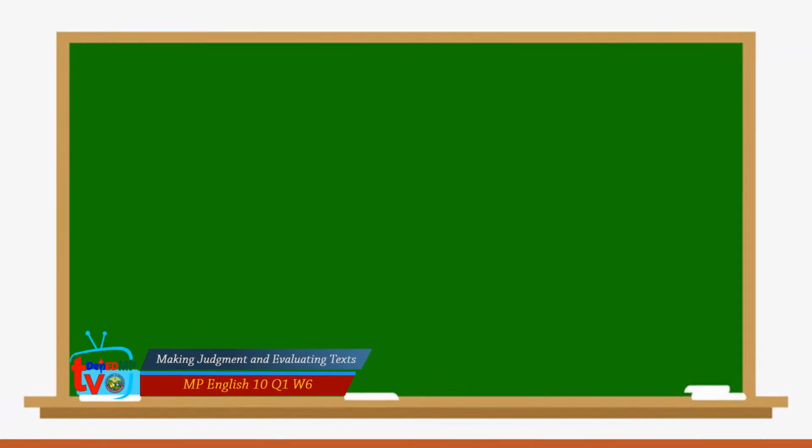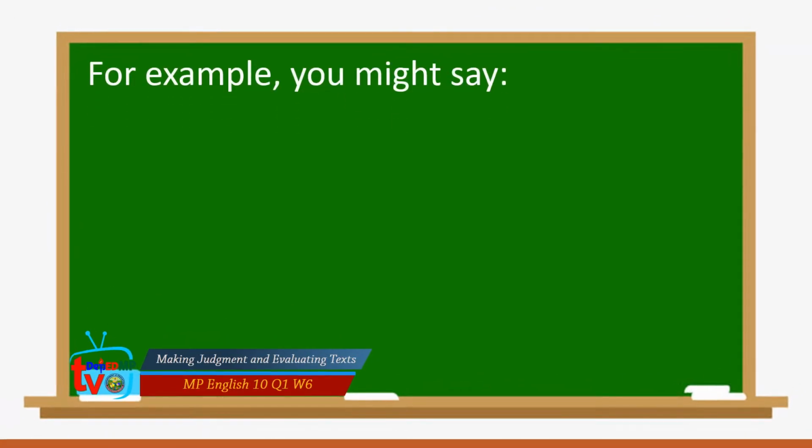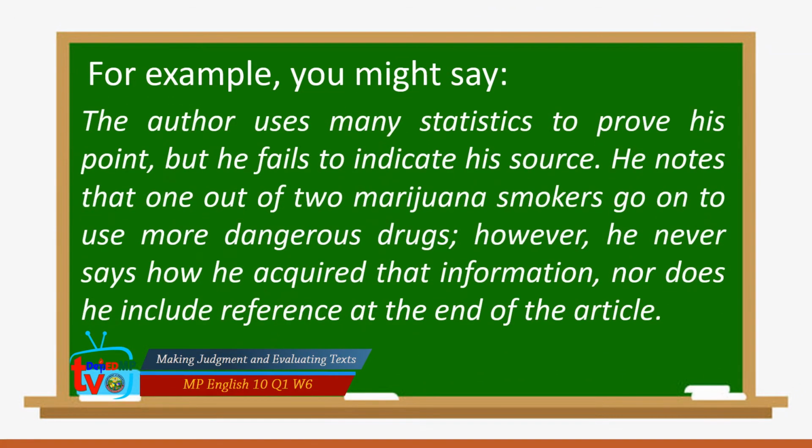For example, you might say, "The author uses many statistics to prove his point, but he fails to indicate his source. He notes that 1 out of 2 marijuana smokers go on to use more dangerous drugs. However, he never says how he acquired that information, nor does he include a reference at the end of the article.